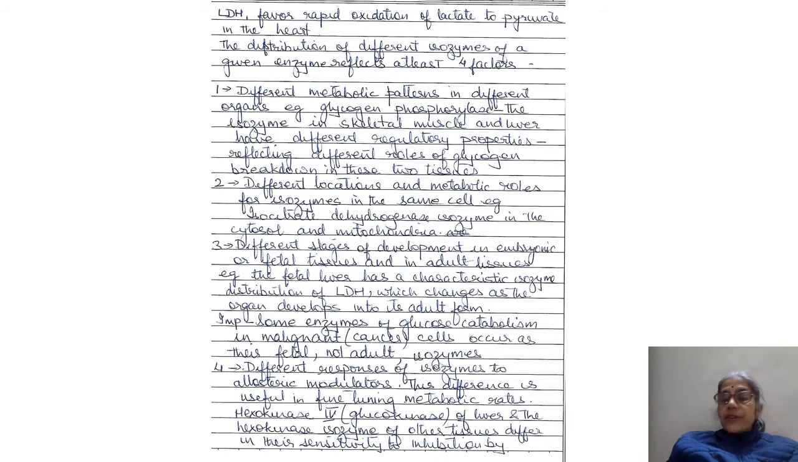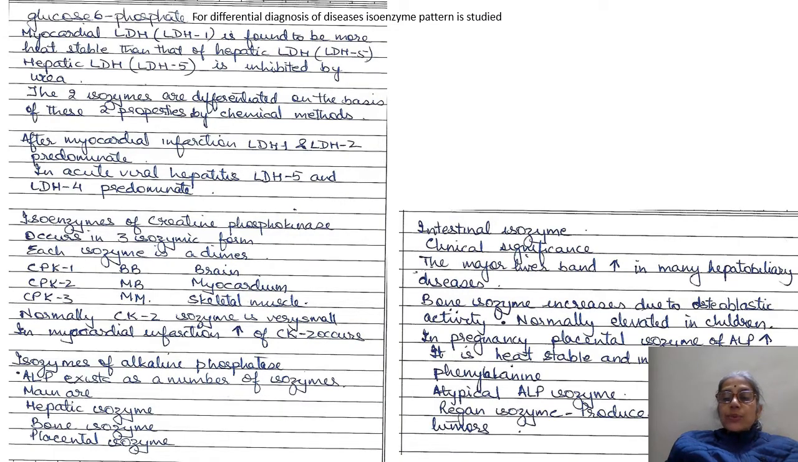Fourth is different responses of isozymes to allosteric modulators. This difference is useful in fine tuning of metabolic roles. For example, hexokinase 4, which is known as glucokinase of liver, and hexokinase isozymes of other tissues differ in their sensitivity to inhibition by glucose 6-phosphate. Then for differential diagnosis of disease, isozyme pattern is studied.